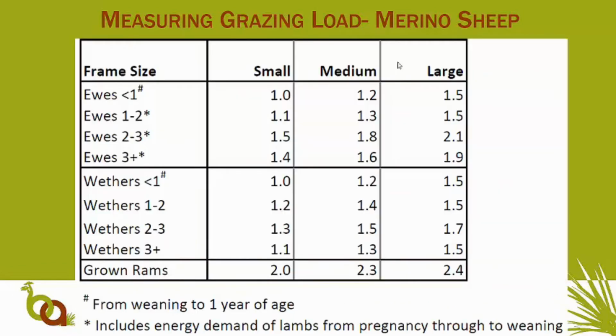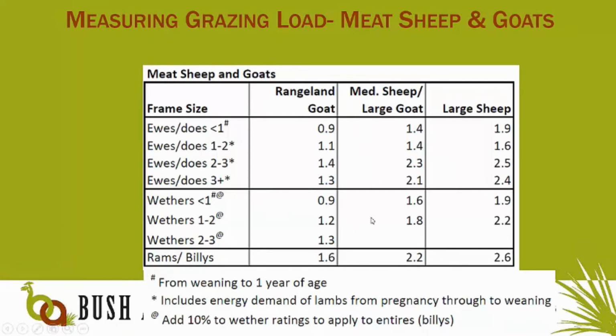So this is the generic DSE table for the merino sheep with 3 frame sizes there, small, medium and large. For example, a 1 to 2 year old wether for medium frame is 1.4 DSE. That means it's going to need 1.4 times the energy, which is a proxy for intake, of that 45 kilo wether that isn't gaining weight. Remember, these are gaining weight, whereas the DSE standard isn't, and that's why this is higher.